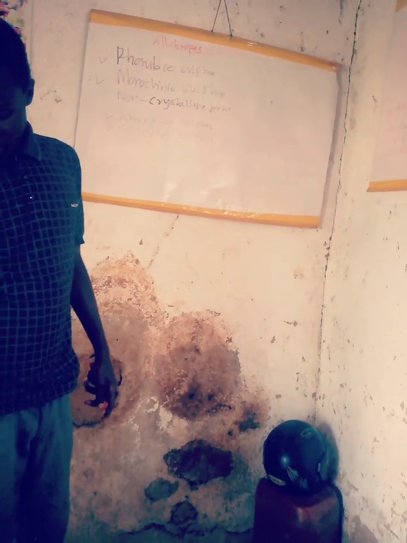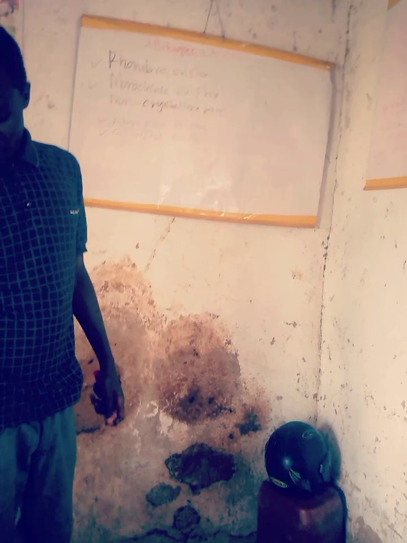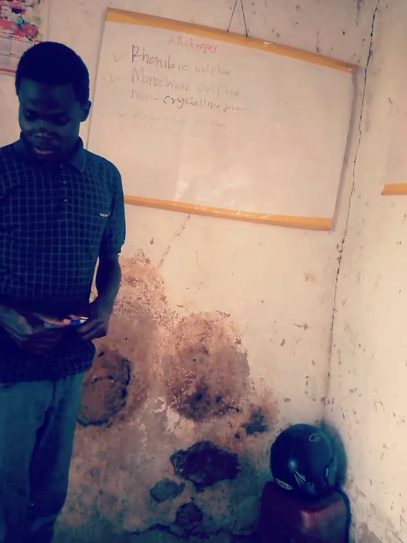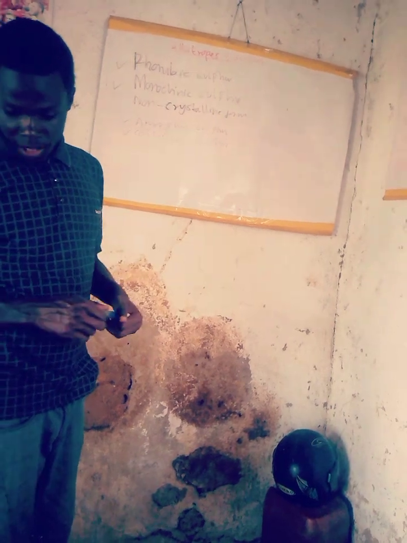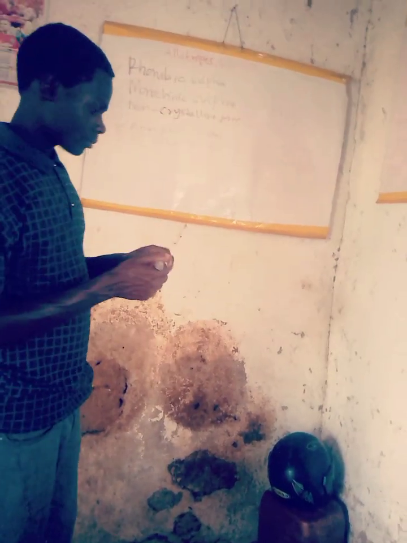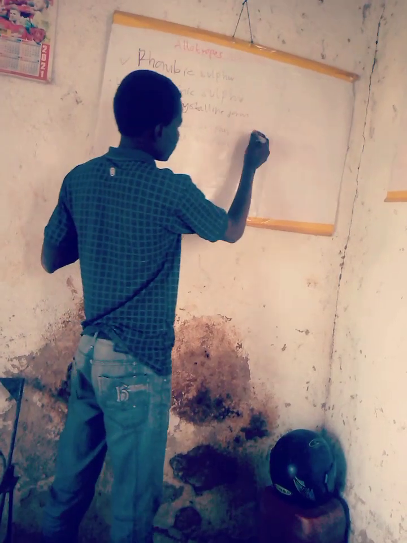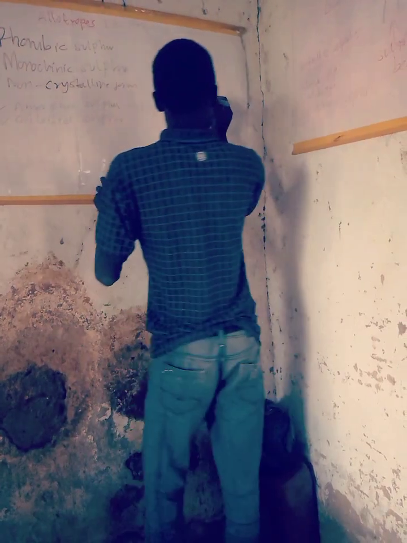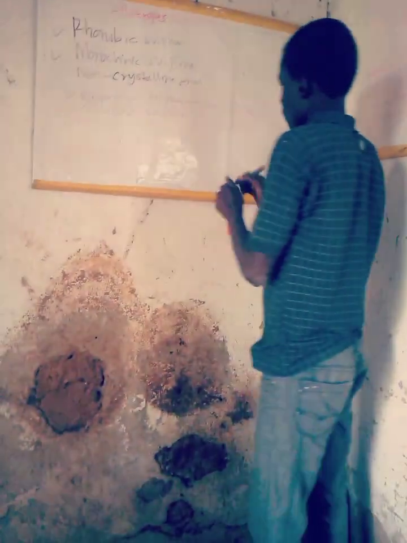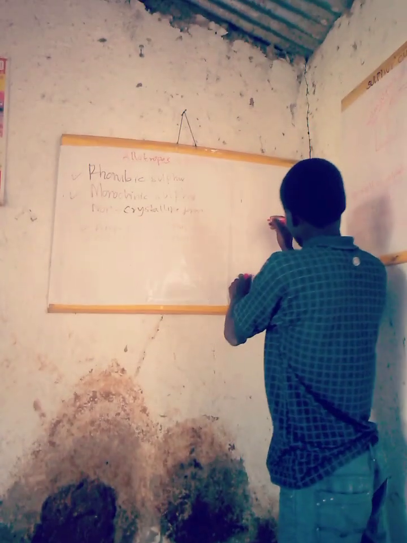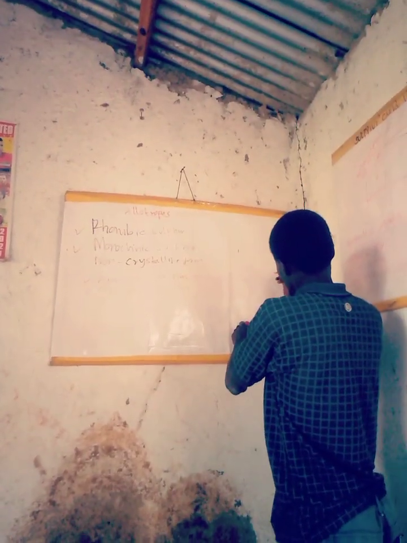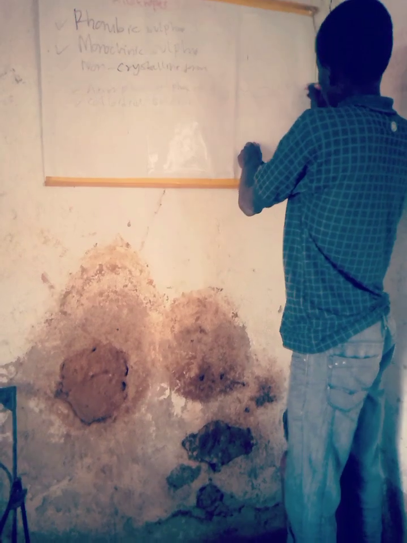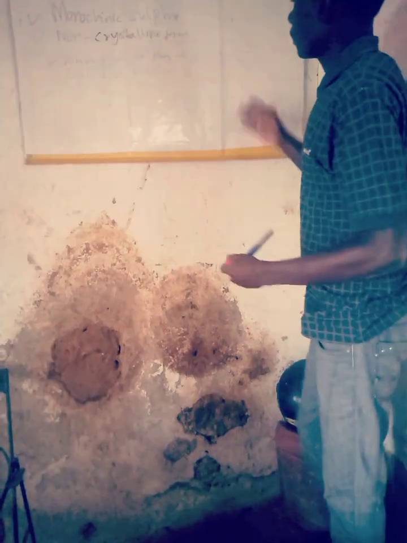Amorphous sulfur is formed when a solution of hydrogen sulfide is left exposed to air, that is, through oxidation of hydrogen sulfide by oxygen. Hydrogen sulfide is oxidized by oxygen to form amorphous sulfur plus water. This is how amorphous sulfur is formed.